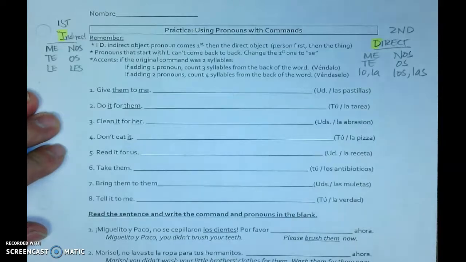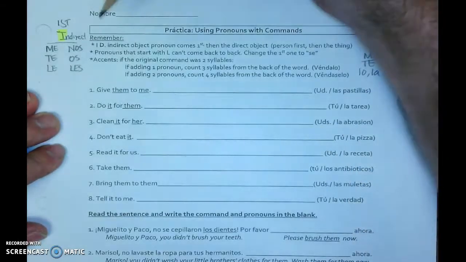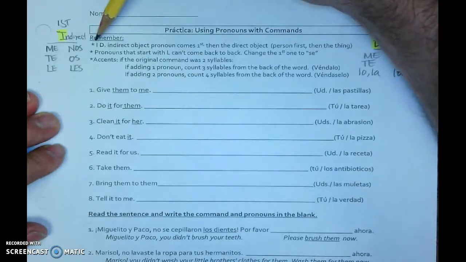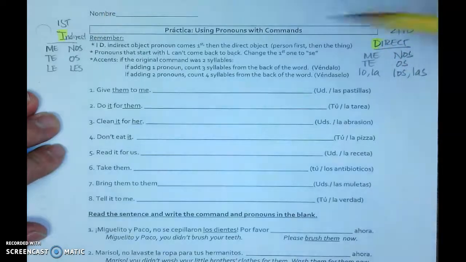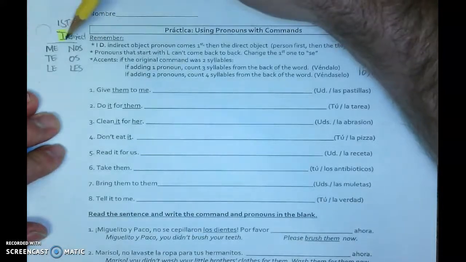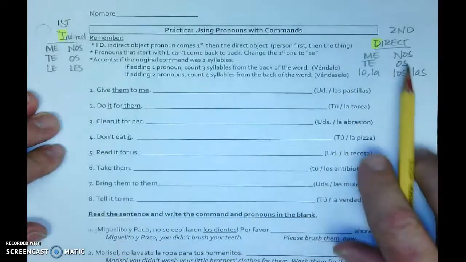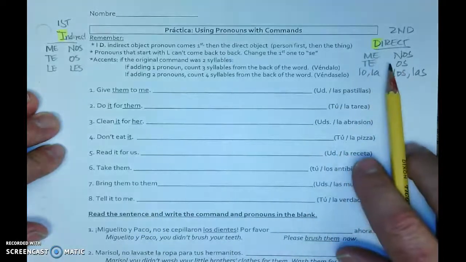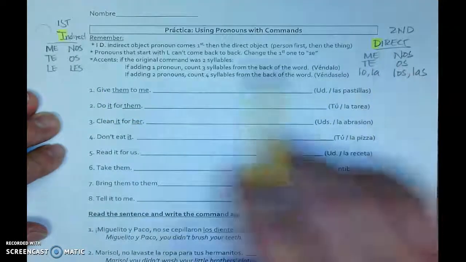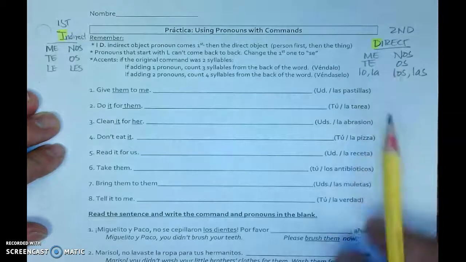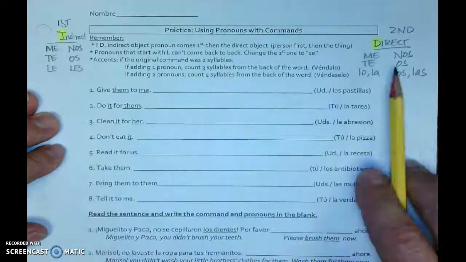So let's just review real quick some of the things we already know about combining pronouns. First of all, always use the indirect object pronoun first, and then the direct object. The indirect object pronoun is the person receiving something, and the direct object pronoun is what they receive. So you can see the pronouns here. I've got the indirect over here, the direct over here. So this one comes first, this one comes second.